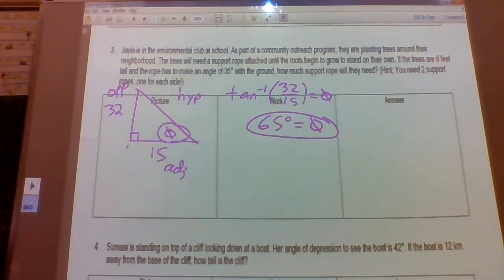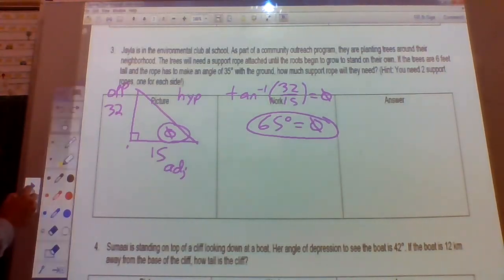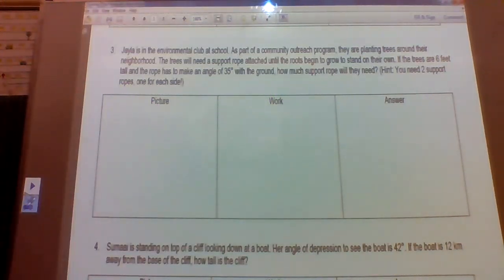Okay, Jayla is in the environmental club at school. As part of a community outreach program, they are planting trees around their neighborhood. The trees will need a support rope attached until the roots begin to grow to stand on their own. If the trees are 6 feet tall and the rope has to make an angle of 35 degrees with the ground, how much support rope will they need? Hint, you need 2 support ropes, 1 for each side.